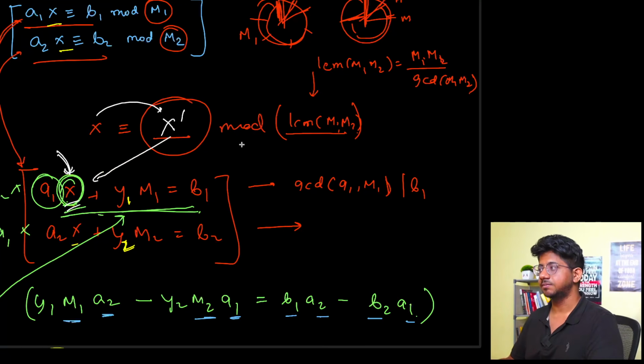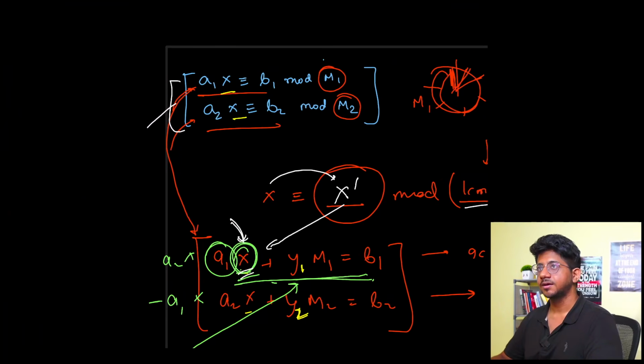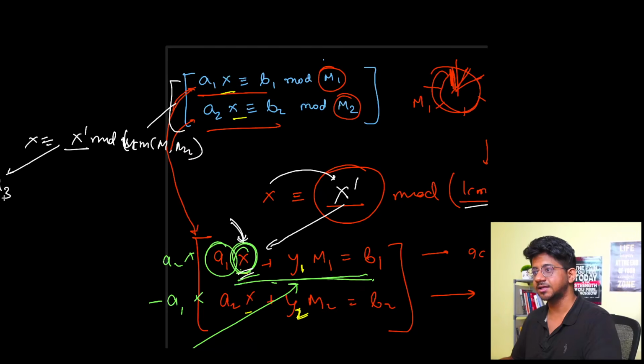And like, every one of them is going to repeat after LCM of m1 m2 number of times. So from these two, you will get an equation. This is going to tell us, hey, x is going to be equal to x dash mod LCM of m1 m2. And again, you can combine. So this is, x is congruent to this, and then there is another one: a3 x is congruent to whatever this is, some b3 mod m3.